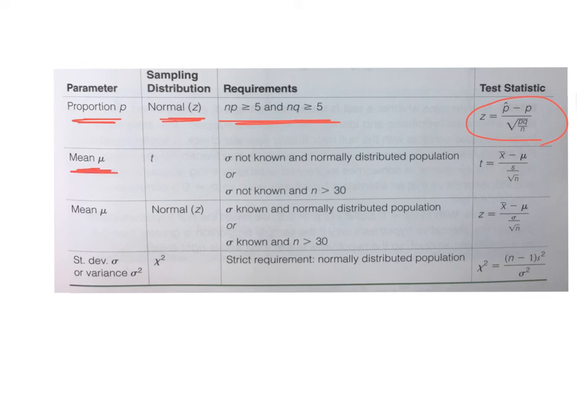The mu, if you're going to find mu, you're going to do t if sigma is not known like we have been, and it's normal. If you do know sigma, and you know n is bigger than 30, you're also going to do the t. If you're looking for mu, you can use normal if you do know sigma and it's normal, or if it's known and n is bigger than 30, because bigger than 30 means it is normally distributed. And lastly, if it's a standard deviation problem, you're going to use chi-square. Strictly must be normal, and there's your test stat right there.